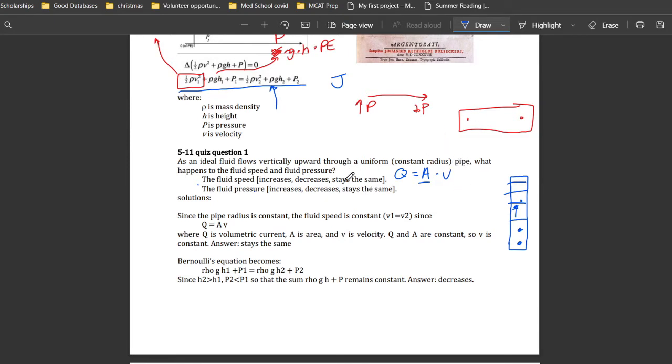It would stay the same, which is why for this first part here, stays the same is the answer, because according to this equation, as long as there is no change in the amount of fluid and no change in the cross-sectional area, then we won't see a change in velocity. Now, what we do see in the second part is a change in height. So we see a delta H.